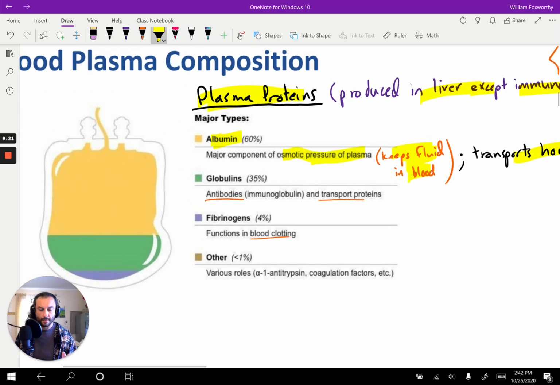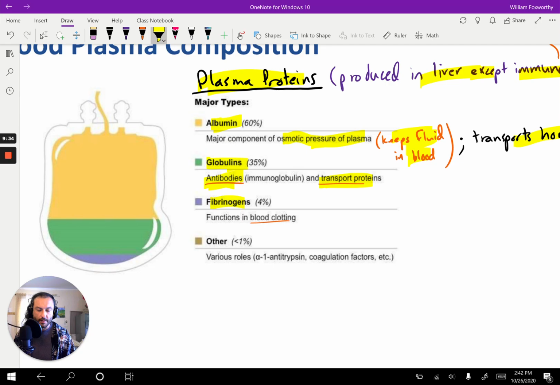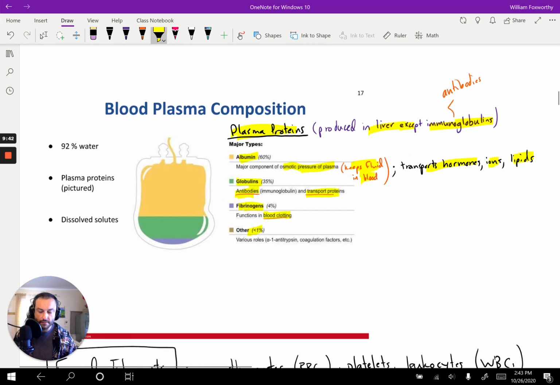Globulins, I mentioned you have antibodies. Those are not produced in the liver. They're produced by B cells, as well as some transport globulins, which are produced by the liver. Fibrinogens form little nets that function in blood clotting. And then there is a small amount of other plasma proteins, which we're not going to get into.